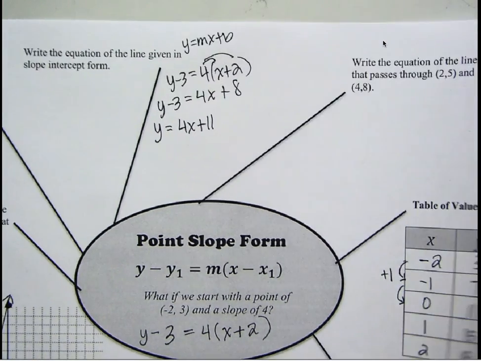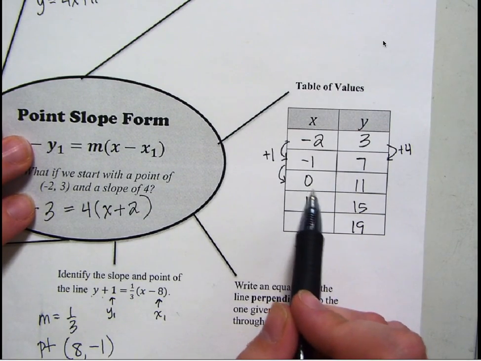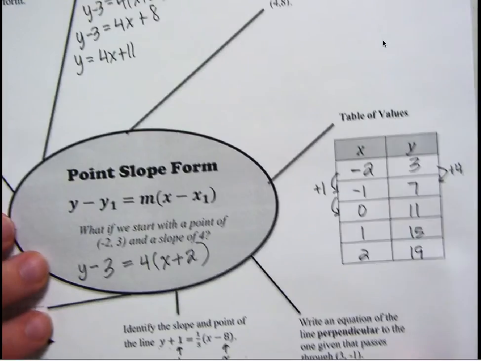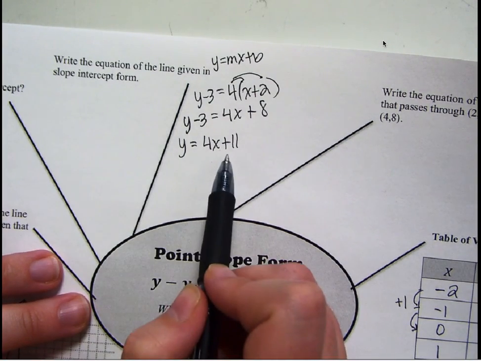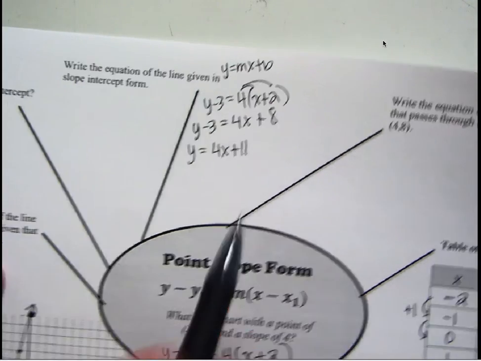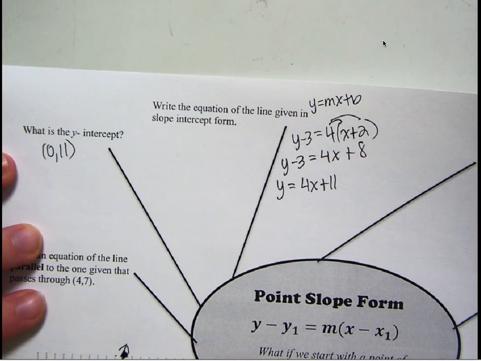Okay, what is the y-intercept of this line? Well, we can see it a few different places. One of them is at the table. If x is 0, y is 11. Another place is in our slope-intercept form. We just found that the y-intercept is 11, so we know the answer is 0, 11.